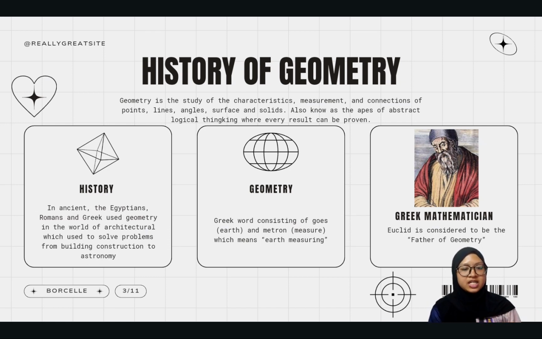History. In essence, the Egyptians, Romans and Greeks used geometry in the world of architecture, to solve problems from building construction to astronomy. Geometry is a Greek word consisting of geos, earth, and metron, measure, which means earth measuring. The Greek mathematician Euclid is considered to be the father of geometry.